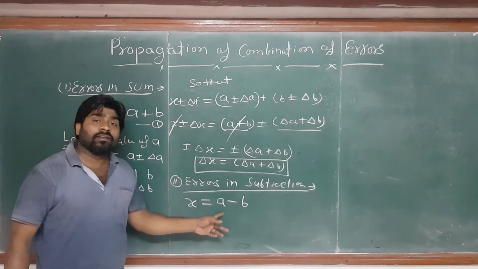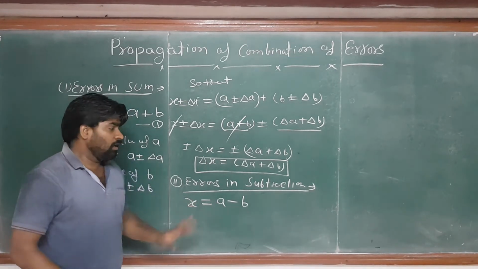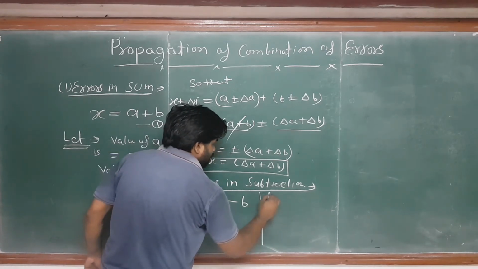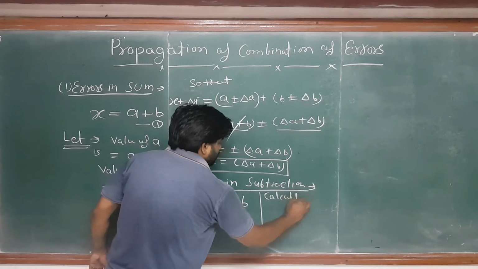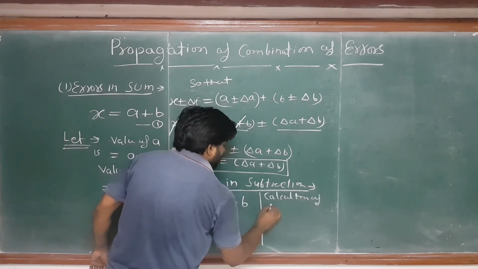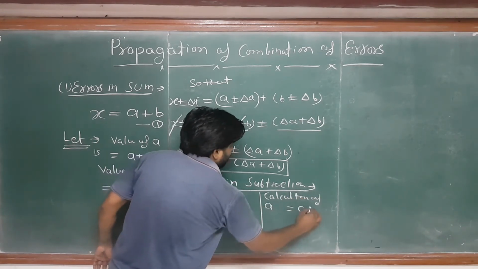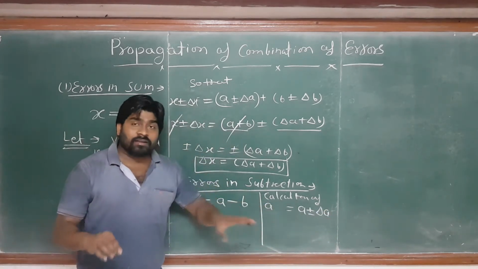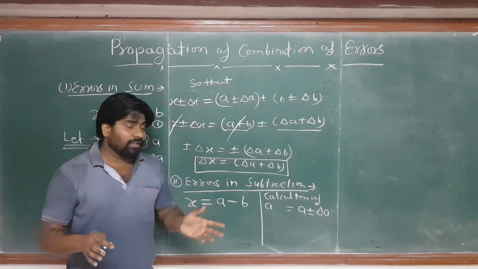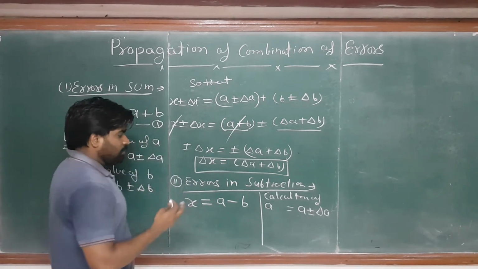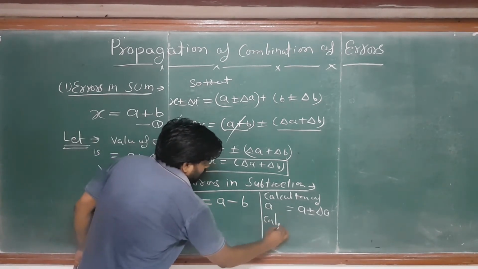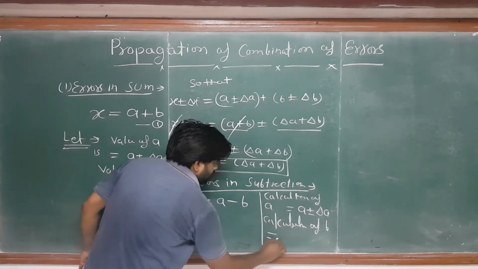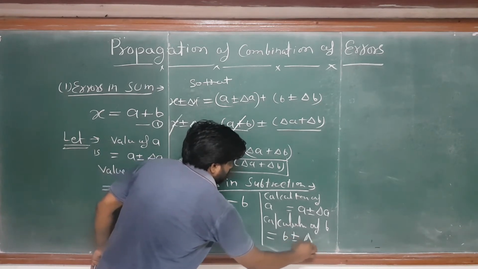Suppose I have calculated a and I have calculated b. So the calculation of a comes equal to a plus minus del a. What is a? A is the absolute error and del a is the minimum absolute error. Similarly for b, the calculation of b is equal to b plus minus del b.